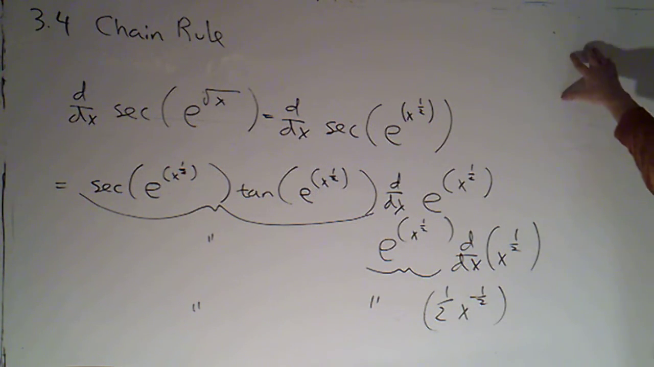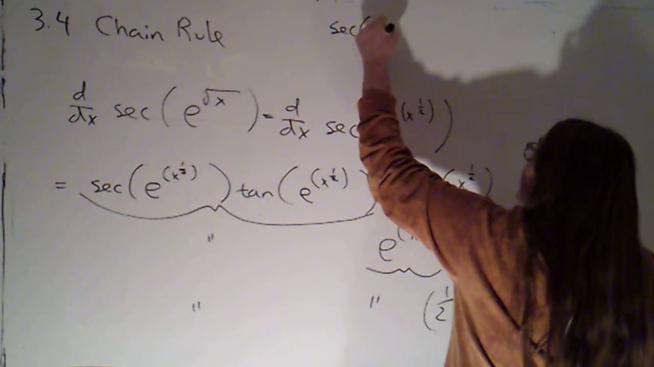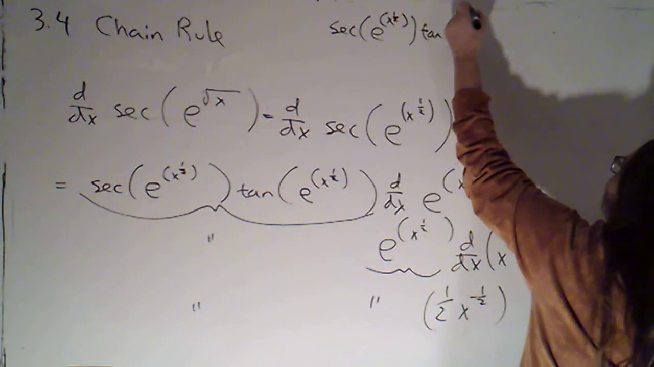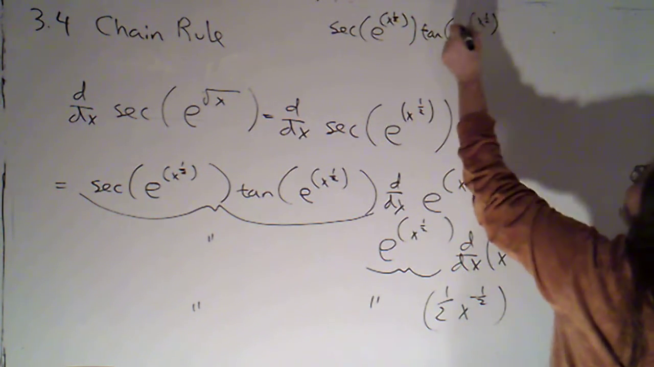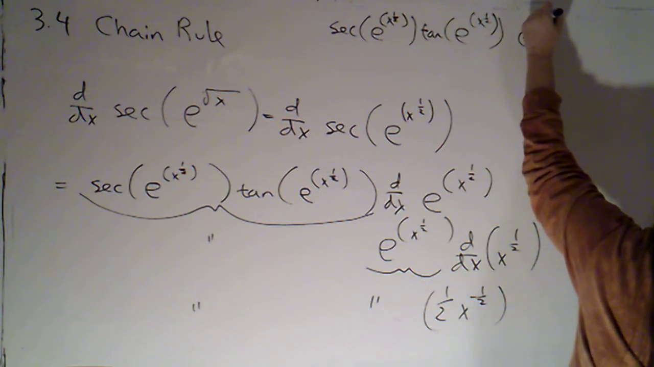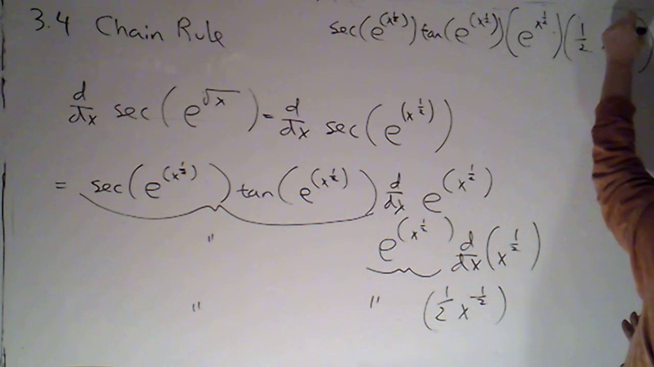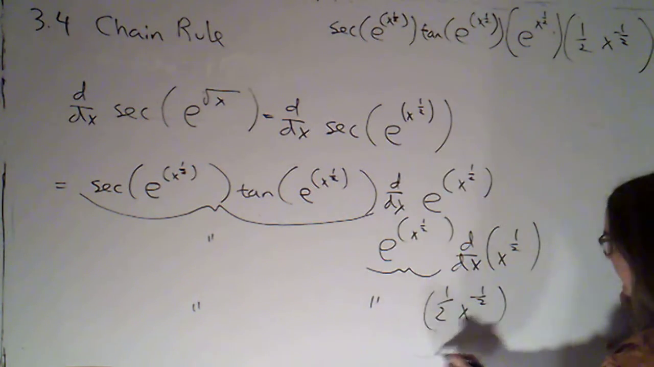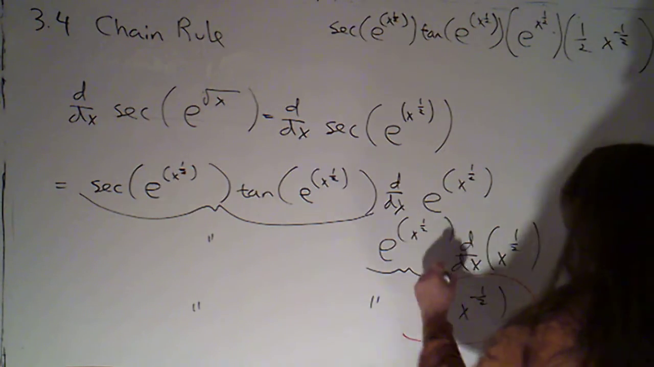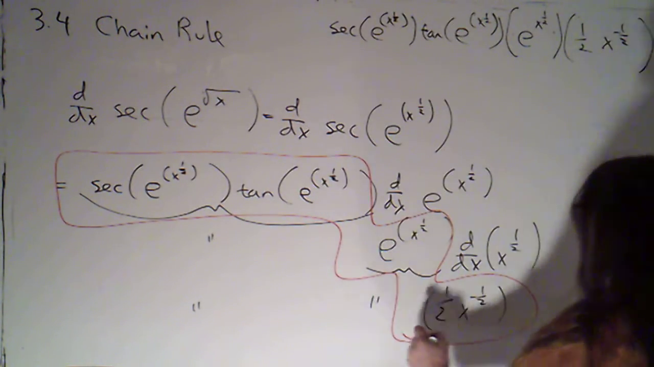Now I'm going to write out my final answer up at the top. It's this first derivative that we got, secant of e raised to the x to the 1/2 times tangent of e to the x to the 1/2 times e to the x to the 1/2 times 1/2 x to the negative 1/2. Essentially, I can say this was the derivative of the third function, that was the derivative of the middle one, and that was the derivative of the third one.